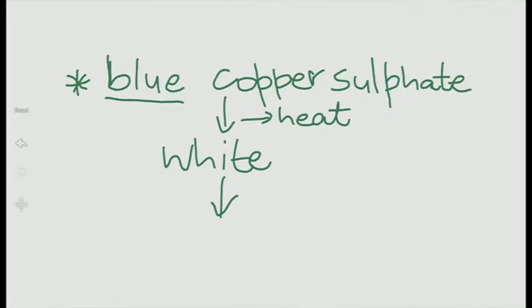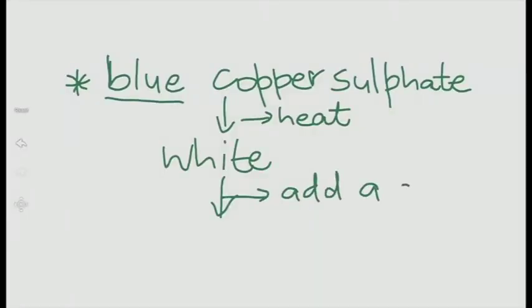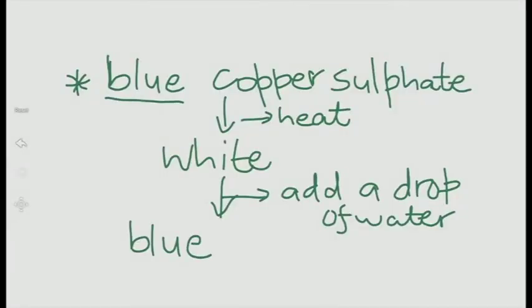How then are we going to change the white copper sulfate? It is no longer blue copper sulfate, it has changed to white. We can change the white copper sulfate back to blue. How are we going to do that? It's so simple. We can just add a drop of water. When you add a drop of water to the white copper sulfate that has been changed through heating, the copper sulfate is going to regain its color. It is going to turn blue again. It is now a blue copper sulfate. So that is why we say this change is physical, because it is reversible.